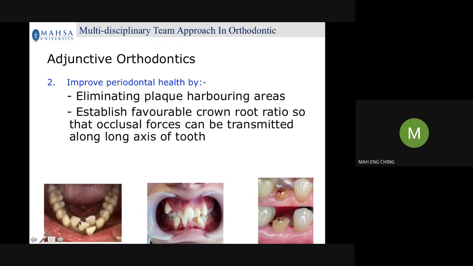So this one is the crowding. It's more prone to plaque accumulation.